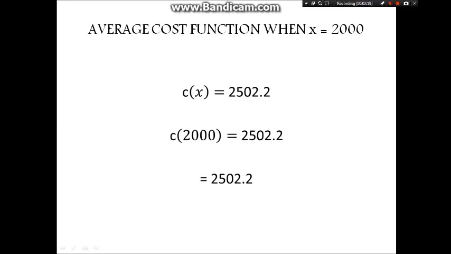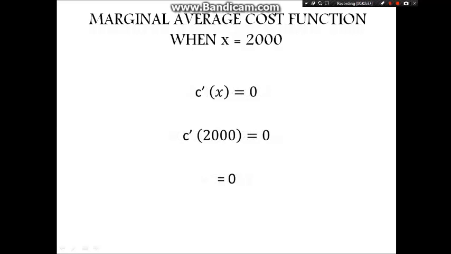Average cost function when x is equal to 2000. Now we know that the average cost function is 2500 over x plus 2.2. So we substitute x to 2000, and we will still get 2500 over x plus 2.2. The marginal average cost function when x is equal to 2000. We now know that the marginal average cost function is equal to 0. So substitute x to 2000, and the answer will still be 0.